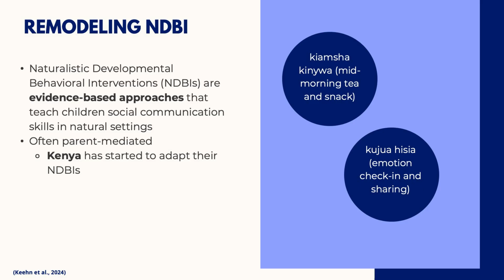Then additionally, we have what are known as NDBIs, and these are naturalistic developmental behavioral interventions, and they are evidence-based approaches that teach children social communication skills in natural settings. So what this is, in simple words, it's kind of like a parent tutoring. So providers sit down with the family and they work with the family directly rather than working with the child. So they sit down with them and teach them all of the social, cultural, and social communication skills that they could then implement with their child to help them out.